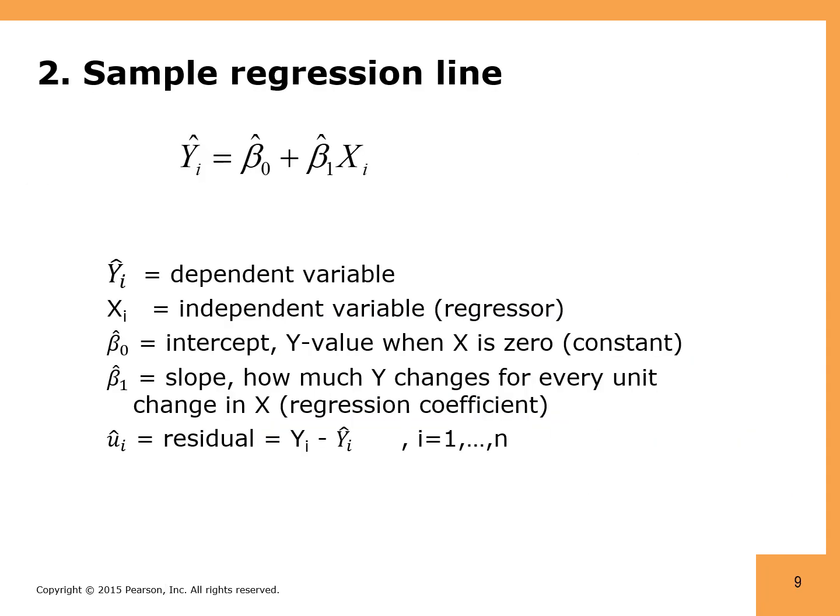So the sample regression line can be written like this. Y hat i equals beta hat 0 plus beta hat 1 times xi. It looks a lot like the population regression line, except some of the parameters have hats on them. The reason why we have these hats is because these are actually estimates.